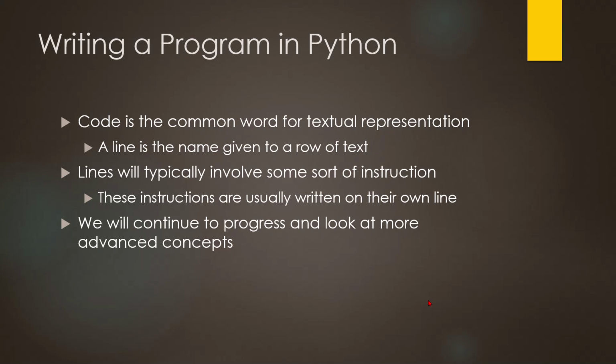Before we begin actually writing and executing our code, it's important that we first understand the basics. Code is the common word we use for the textual representation of our program, and a line is a row of text in that program. The lines we would typically write involve some sort of instruction, whether that be input, processing, or output. These instruction lines are called statements, and each statement would typically appear on its own line.